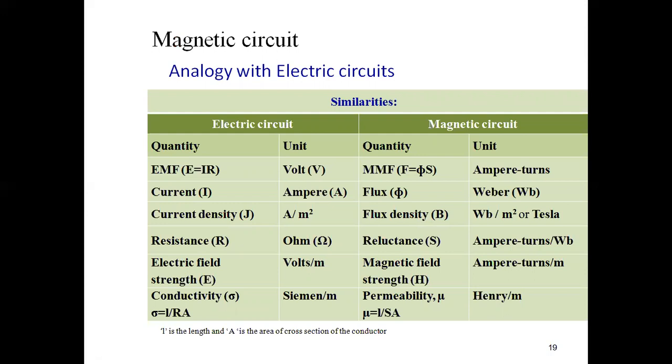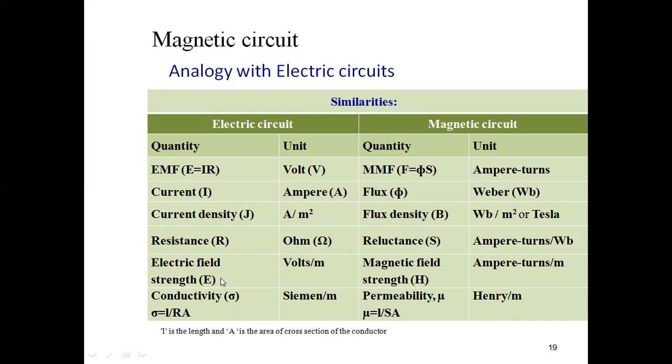From the analogy point of view, let us compare electric circuit with the magnetic circuit. Here are a few points. In electric circuit, the EMF E is equal to IR and it is measured in volt, while in magnetic circuit the analogous quantity is MMF, that is magnetomotive force, F is equal to phi S, measured in ampere turns. In electric circuit, we measure the current I in ampere, while in magnetic circuit it is flux, with unit Weber. In electric circuit, current density J is in ampere per meter square, while in magnetic circuit flux density B is measured in Weber per meter square or Tesla. In electric circuit, resistance R is measured in ohm, and the analogous quantity in the magnetic circuit is reluctance, measured in ampere turns per Weber.